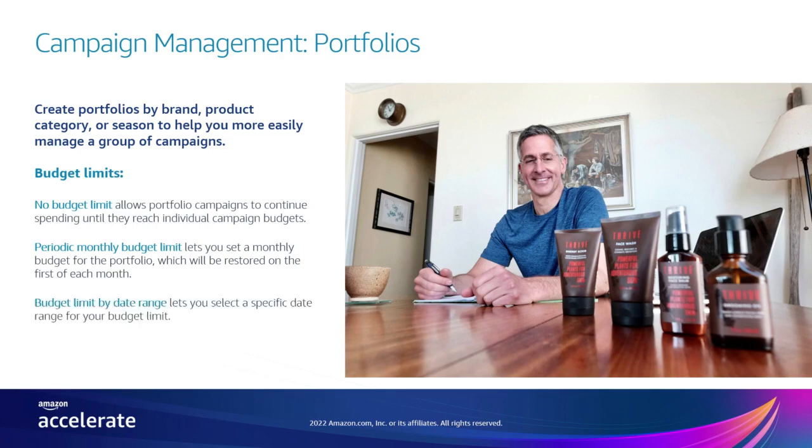You can also set a budget limit by date range, and this lets you select a specific date range for your budget limit. At the end of the date range, if the campaigns aren't running, you can extend the end date to continue publishing. If the range of dates for the budget limit of the portfolio is earlier than the campaign's end date, campaigns in that portfolio pause when the portfolio reaches the end date.